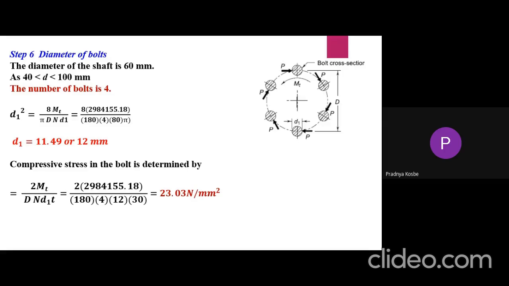So you can see over here, tau is equal to 2mt divided by D n d1 into t. And after putting all these values, 2mt already we have calculated. Pitch circle diameter for the bolt is 180. Number of bolts 4. d1 is 12 mm already we have calculated, that is the diameter of the bolt, and thickness of the flange is 30. So it is 23.03 Newton per mm square compressive stress developed.